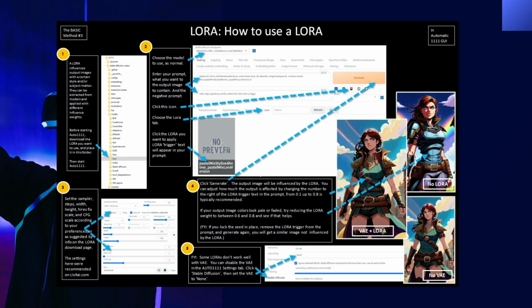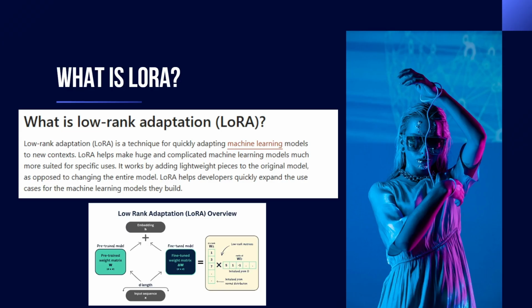So first, what is LoRA? LoRA stands for low rank adaptation. It allows you to fine-tune large models like Stable Diffusion without the need for extensive retraining. Instead of modifying the entire model, LoRA adds a smaller set of new weights, making it faster and more efficient for specific tasks such as adapting styles and subjects.